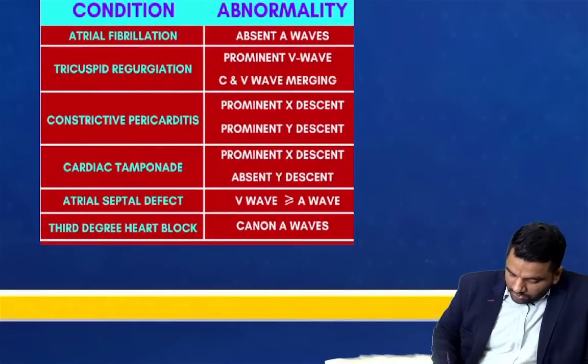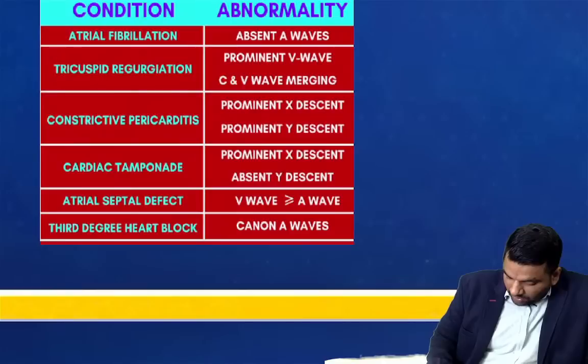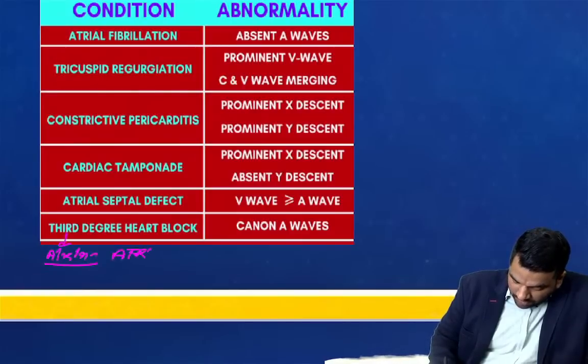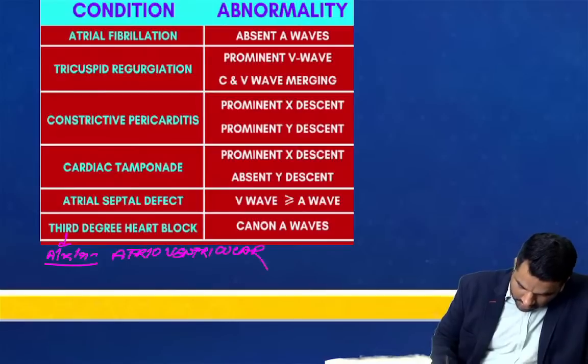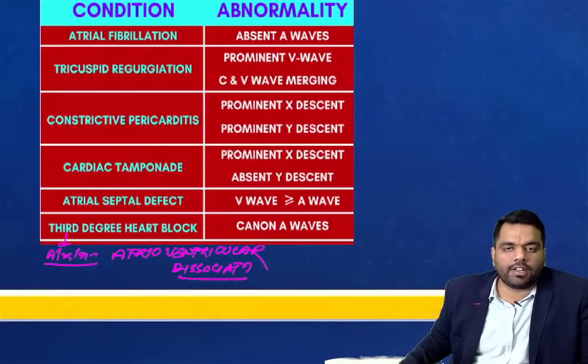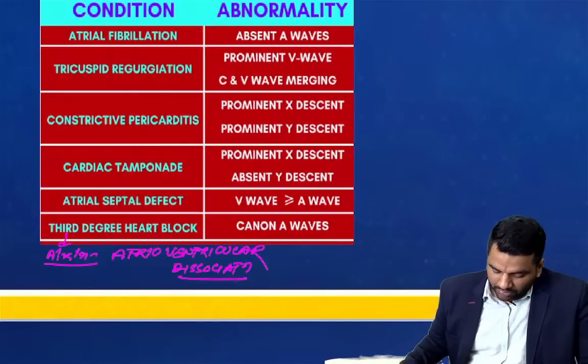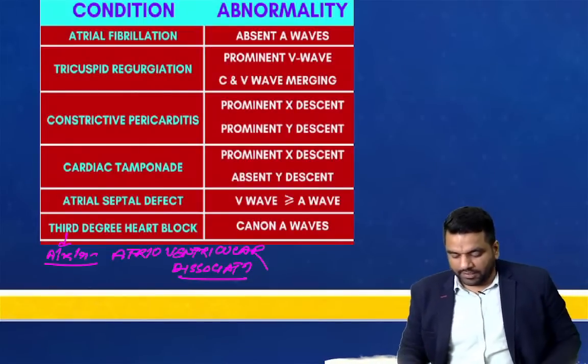So this is also known as atrioventricular dissociation. Atrioventricular dissociation. So it will show you the Cannon A waves, right?